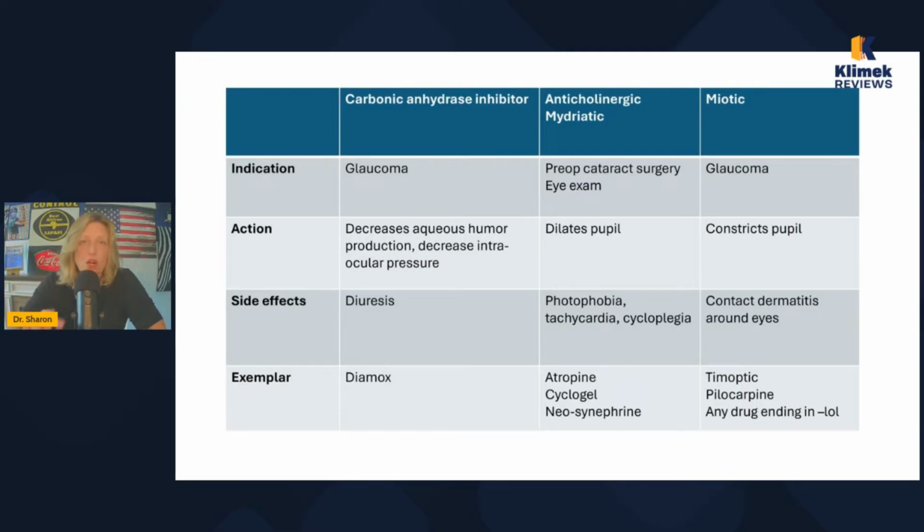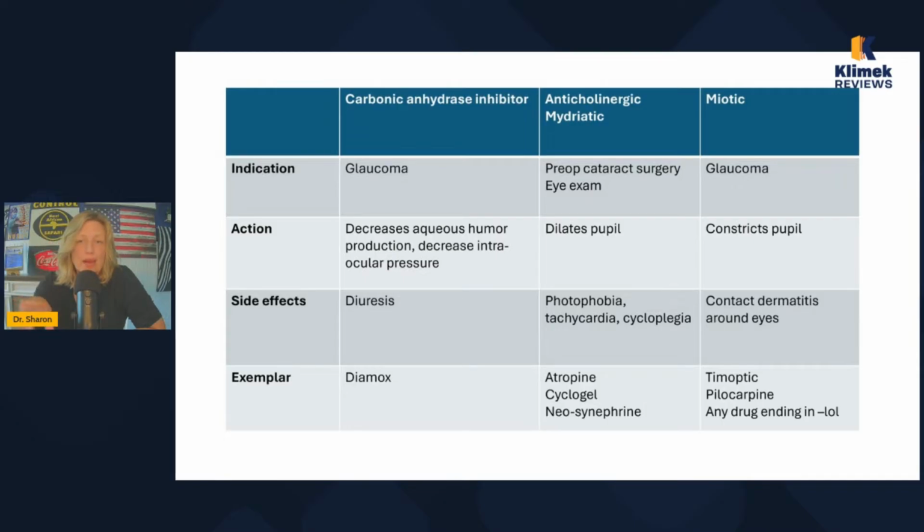2 of them are for glaucoma. One of them is a dilator. So you don't want to dilate the pupils of a patient with glaucoma. If you dilate the pupils, you can actually increase intraocular pressure, and that's bad. But the other 2 drugs are used for glaucoma. So let's talk about it.